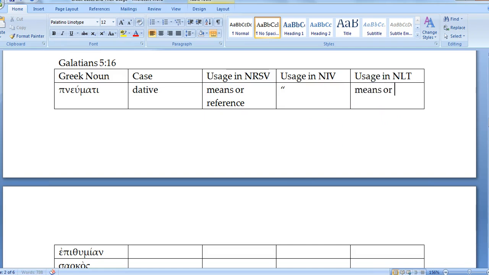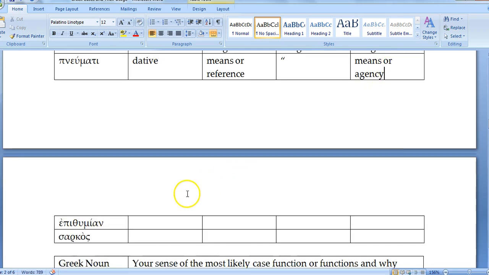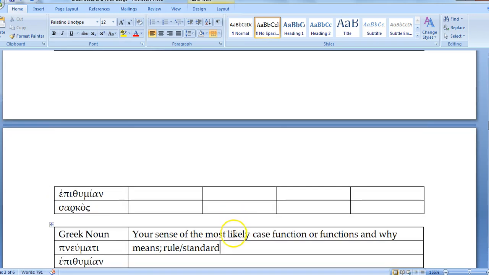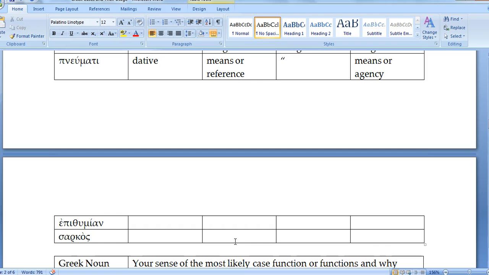So kind of means or agency is being represented in this very free rendering. Means does make the most sense. I would suggest possibly dative of rule or standard, walk in line with the Spirit. And I suggest that because Paul is going to say, just 9 verses later in 5:25, walk in line with the Spirit. So this might be already thinking along those lines.